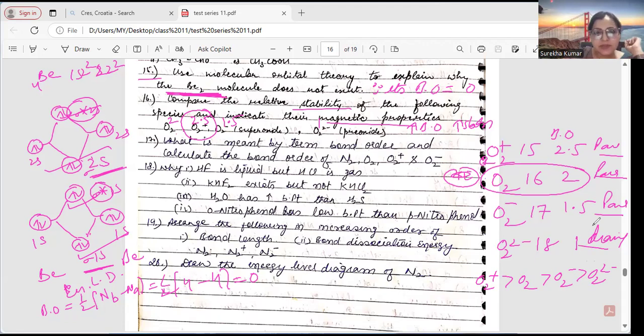Okay. Next, what is meant by bond order? Bond order means half of Nb minus Na, the number of bonding electrons minus the number of anti-bonding electrons. That is called bond order.